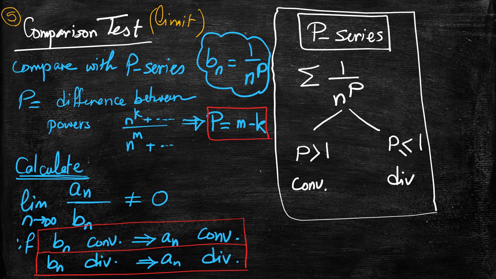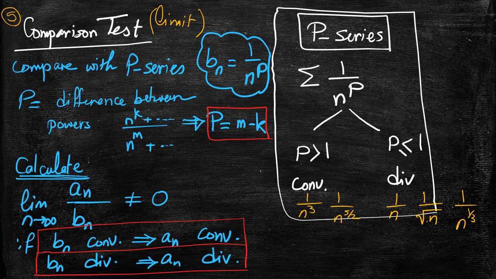Most of the time we are comparing with what we call P series. P series is nothing but 1 over n power p. For example, we can see 1 over n cubed, 1 over n power 5 over 2, or 1 over n, or 1 over a square root of n, or 1 over n to the power 1 over 3. All these cases are called P-series.